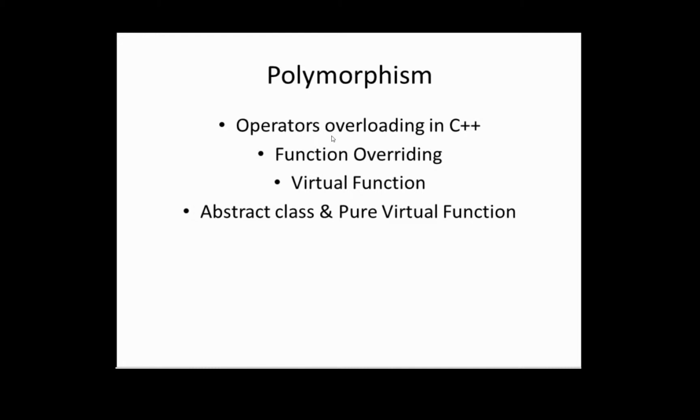Okay, and polymorphism, this is another important key point of object-oriented programming, and in this subject we are going to see operator overloading in C++, function overriding, virtual functions: what is a virtual function, how to use them, where to use them, why use them, kind of questions. We are going to answer all of them, and abstract classes and pure virtual functions.